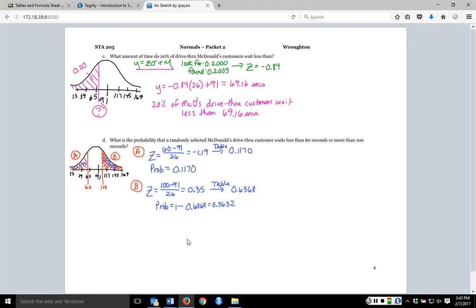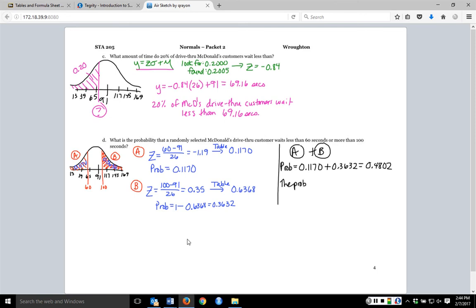But notice we only want one answer. So we have these two separate pieces. So what can we do with it? Well, we're just going to add those two pieces together. So our overall probability will be 0.1170 plus the 0.3632 we just found. So we're going to get an overall probability of 0.4802.